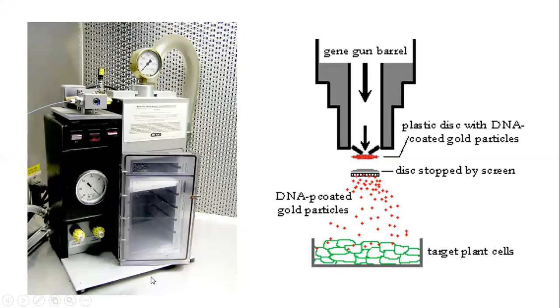This machine is known as the gene gun, and this is its principle. In the gene gun barrel, the genetic material coated particles are kept on a plastic disc, and when the trigger is pressed, pressure is created which drives the DNA coated gold particles and the disc. The disc is stopped by the screen, and the DNA coated gold particles are sprayed over the target plant cells, and by force these particles are inserted into the plant cell.